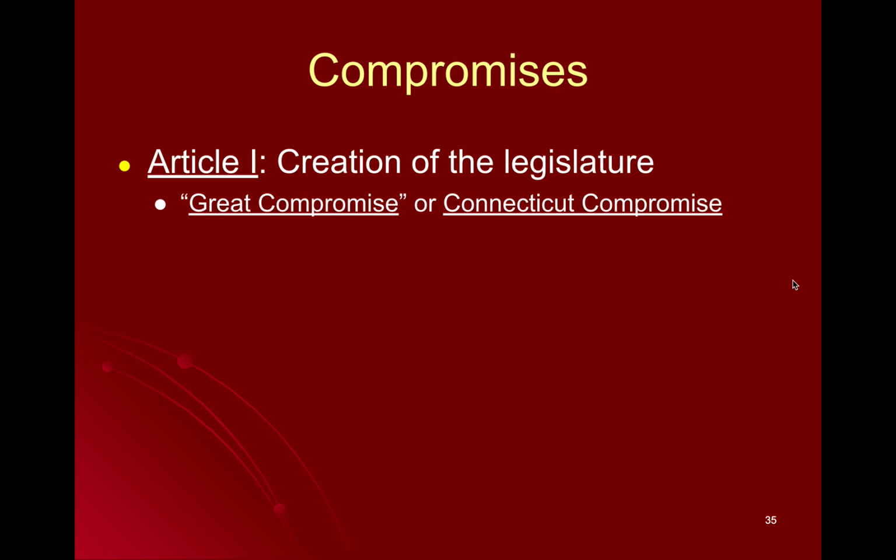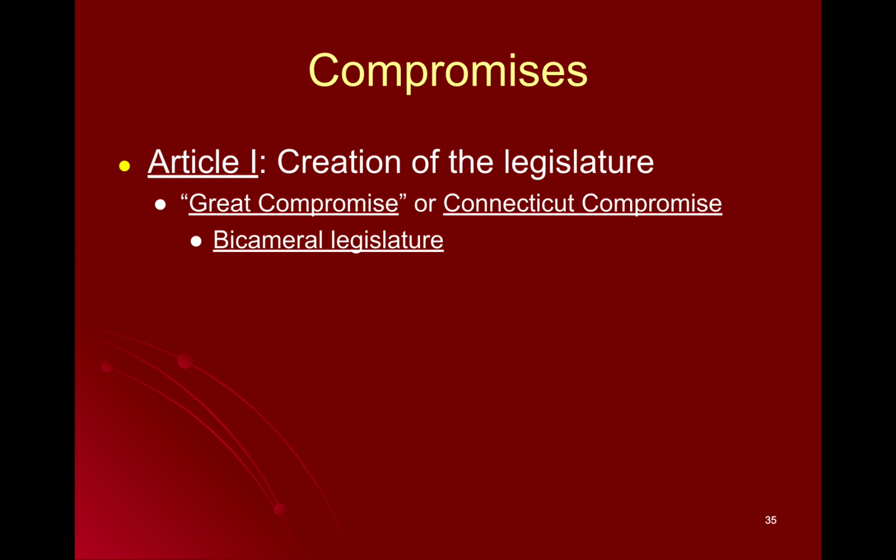Ultimately, they decide on what's called the Great Compromise or the Connecticut Compromise, because they break for lunch after a day of very contentious debate over small states and large states, and the gentlemen from Connecticut come up with this compromise. It basically says we're going to create a two-house legislature. We're going to split it into two houses, which we call a bicameral legislature.